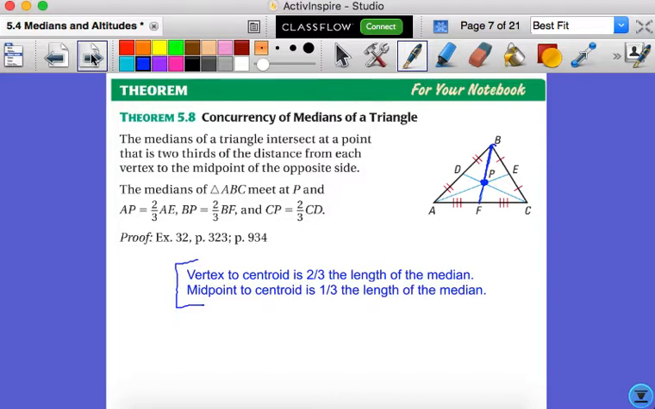Now, if we think about that, what that really means is that this part is 2 times as large as the other part of the segment. So when we can, we're going to look at it in terms of 2 parts and 1 part instead of thinking about it in thirds.